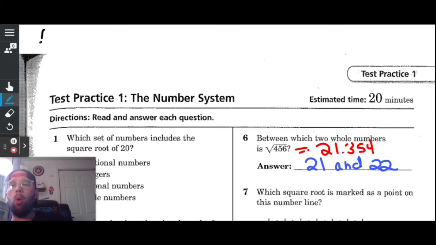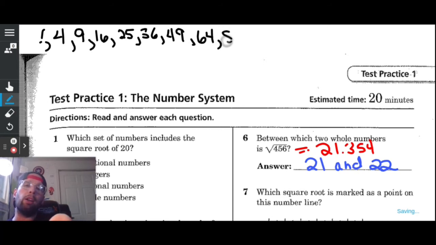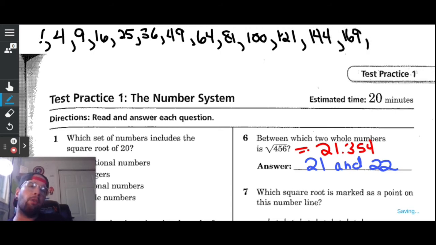1 squared is 1. 2 squared is 4. 3 squared is 9. 4 squared is 16. 5 squared is 25. 6 squared is 36. 7 squared is 49. 8 squared is 64. 9 squared is 81. 10 squared is 100. 11 squared is 121. 12 squared is 144. 13 squared is 169. 14 squared is 196. And 15 squared is 225.